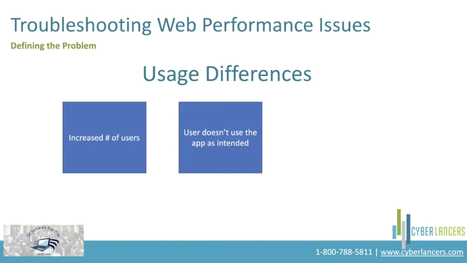Another reason is the user doesn't use the app as we intended. Usually we come up with our happy path. This is how a website should be used. They're going to start at this page, they're going to click this button, this next thing's going to happen, and we're going to be happy.